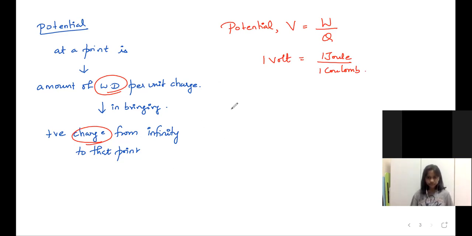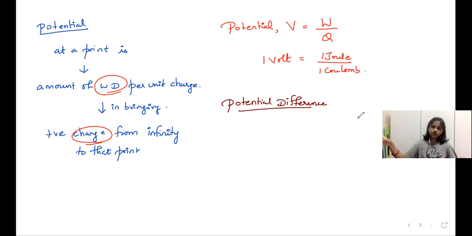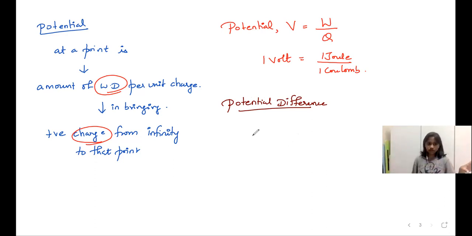Now there is another keyword here which is called potential difference. What do you mean by potential difference? Basically, the amount of work that will be done in moving the positive charge from one place to the other, from one point to another. So work done per unit charge, that is nothing but potential. So that comes out to be this. That is the potential difference.